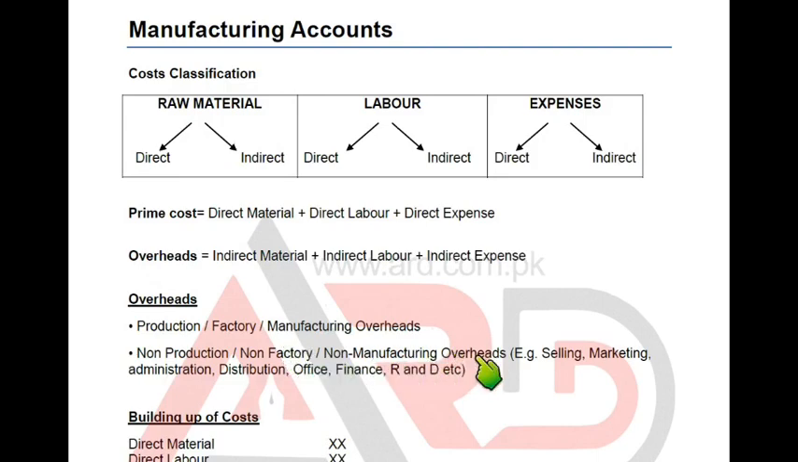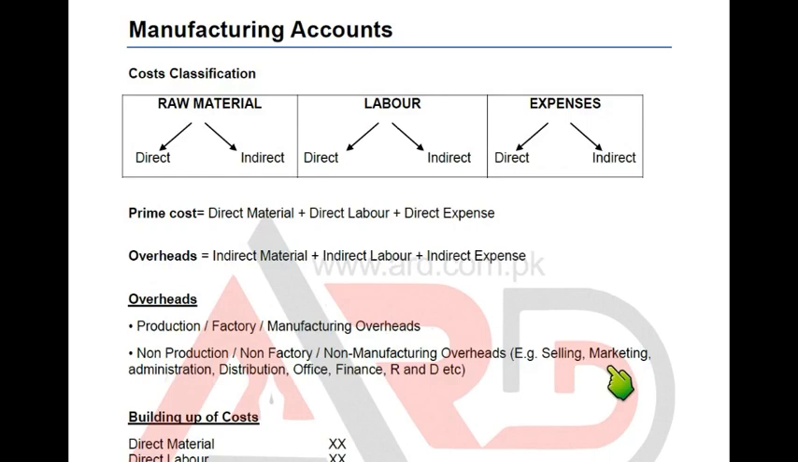What are the examples of non-production overhead? Firstly, what are production overheads? Production overheads are all indirect costs such as indirect material, indirect labor and indirect expenses that are incurred in a factory. Non-production overheads are selling overhead. Selling overhead means all the efforts that we are doing to sell a particular product, meaning we are opening selling outlets, we are conducting sales promotion, we are paying salaries to salesmen or sales girls, we are paying selling expenses, sales outlet rent, electricity or decoration. These are all selling overhead.